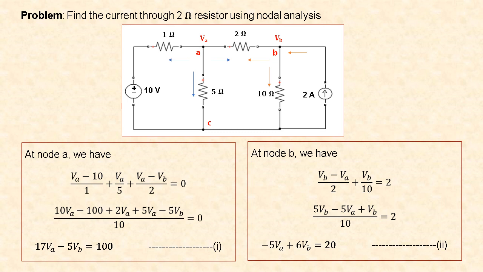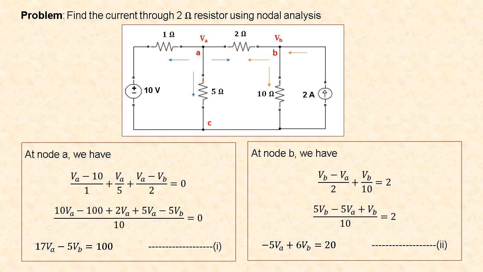According to KCL, the algebraic sum of all these currents is equal to 0. Now, taking 10 as the LCM, we have (10 VA minus 100 plus 2 VA plus 5 VA minus 5 VB) divided by 10 is equal to 0. Simplifying, we have 17 VA minus 5 VB is equal to 100. Let us take this as the first equation.